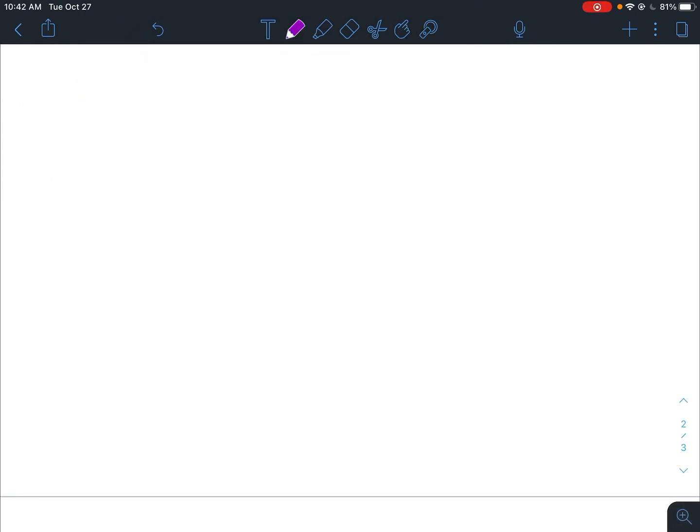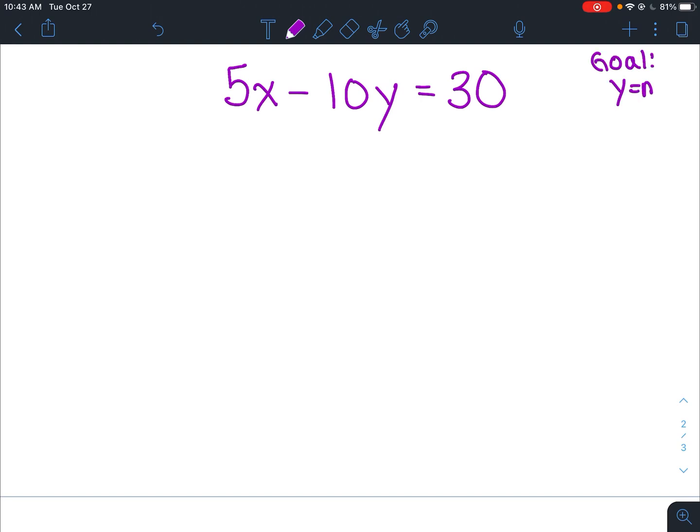All right, let's try another one for practice. I'm going to give you another standard form, but this time I'll give it to you with the C on the other side. So what have I had? 5x minus 10y equals 30. There's my equation, and my goal is I want it to be in slope-intercept form. So y equals mx plus b.